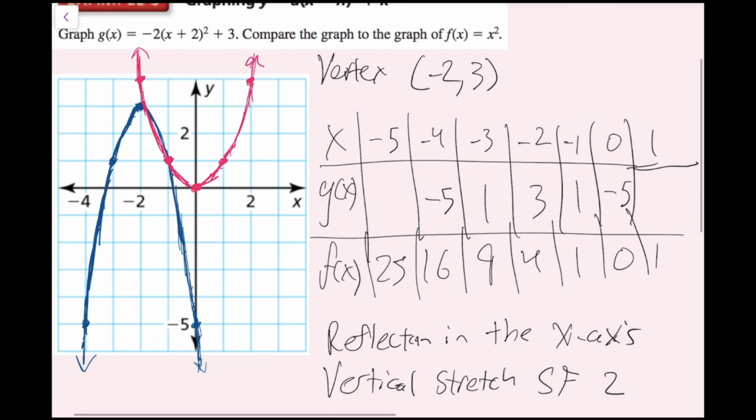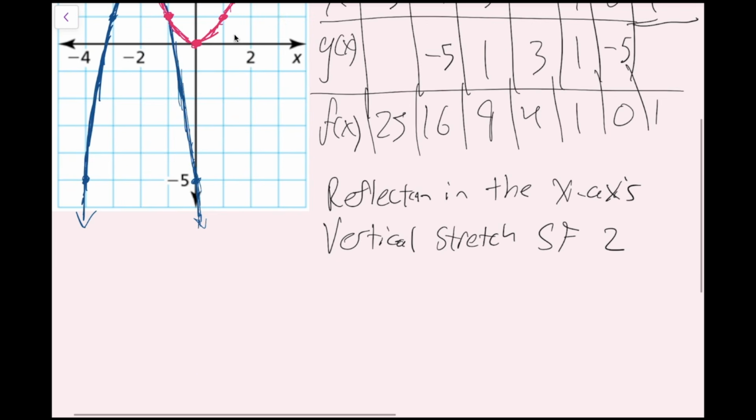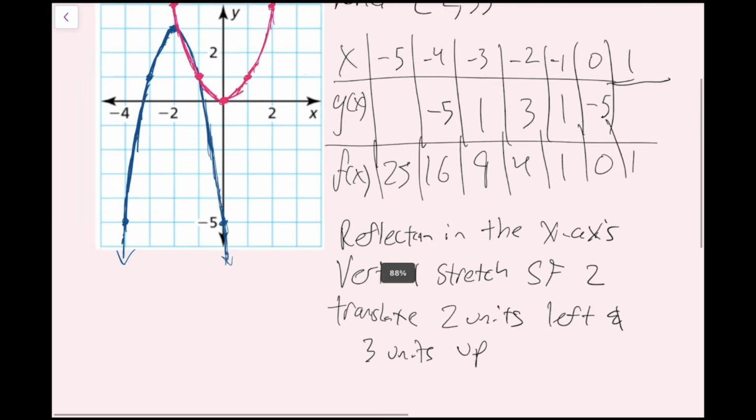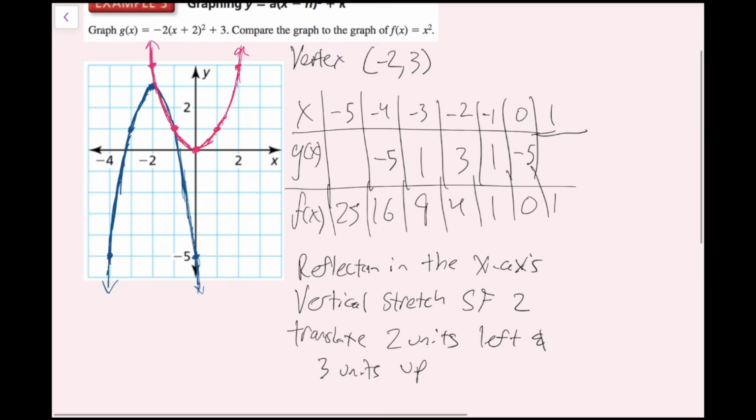And then all we have left is the translation. Okay, so at that point, I would just have this blue graph, but the vertex would be 0. So what I'm doing is I'm translating it 2 units to the left because of this plus 2. And then I'm translating it 3 units up because of the plus 3. So translate 2 units left and 3 units up. Anyway, I have now successfully graphed both of these functions and compared them, and now we're done with this one.